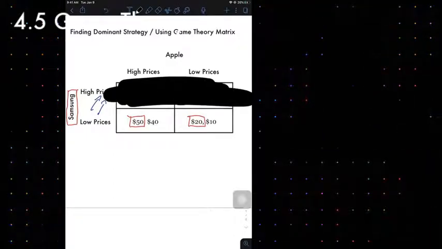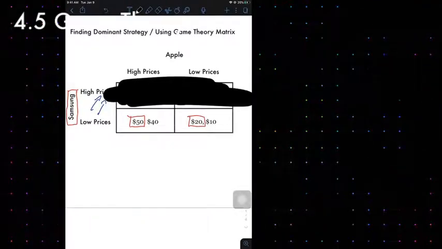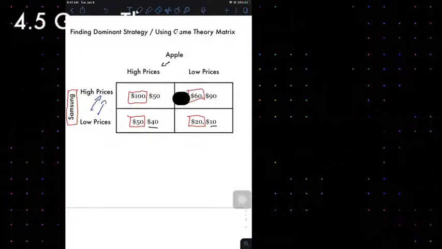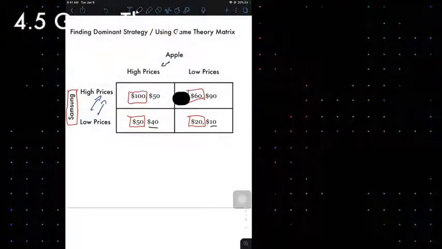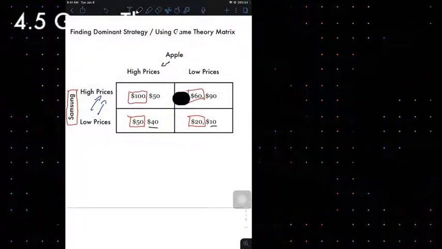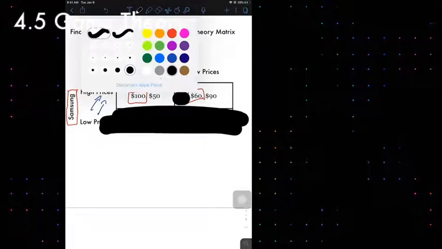If Samsung goes low, Apple either wants the $40 of profit or the $10 of profit. Now we got to remember that the Apple numbers are on the right. They're the numbers that are not in the box, right? And so how does Apple get $40? They get $40 by setting their prices high. Now let's force Samsung to go high. If Samsung goes high, Apple is going to want the $90 in profit, right?